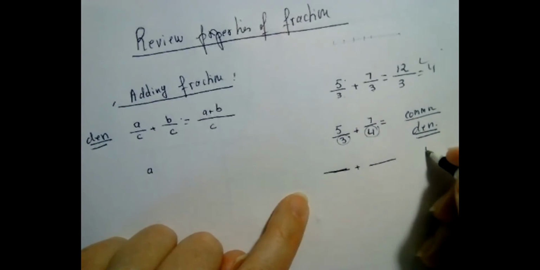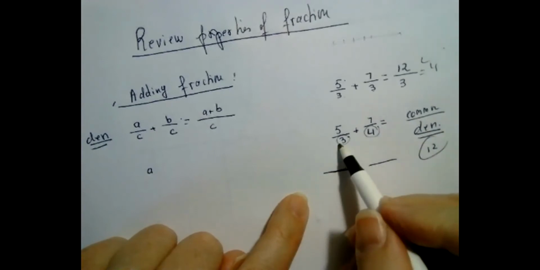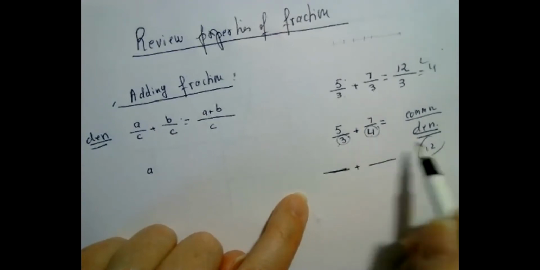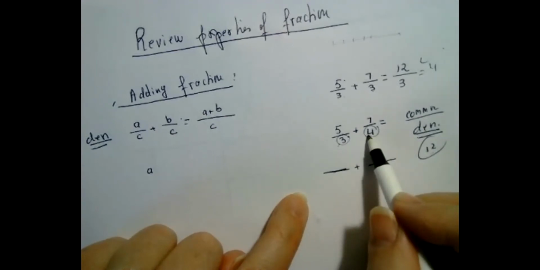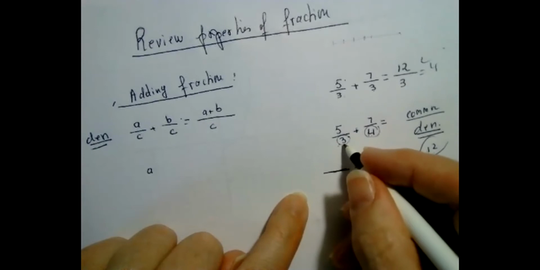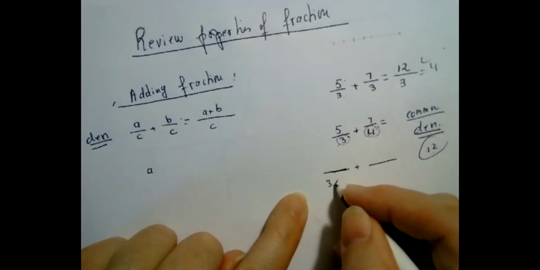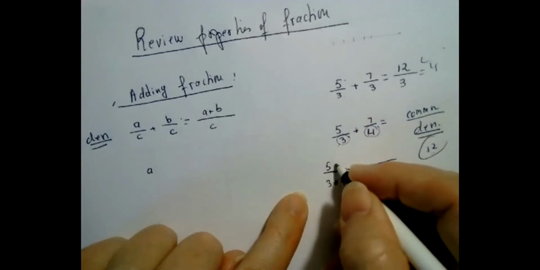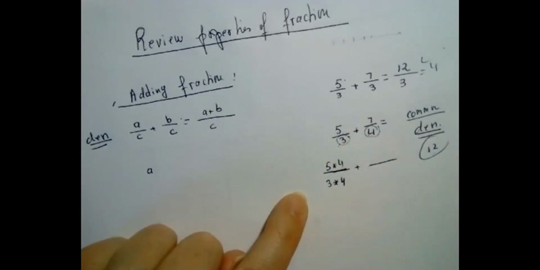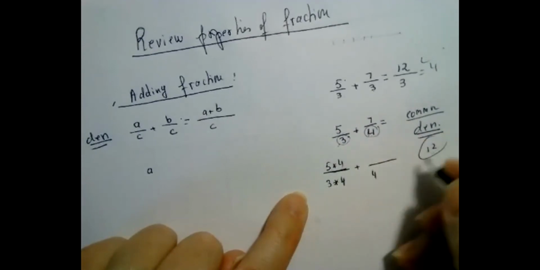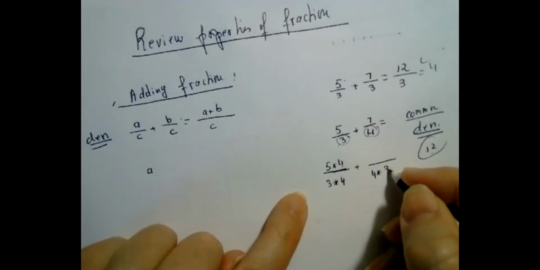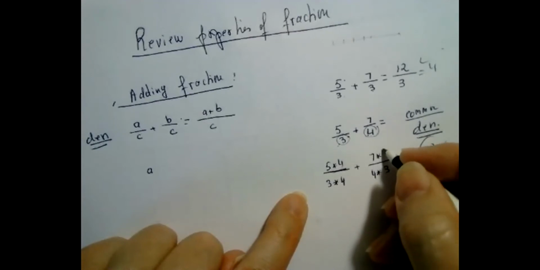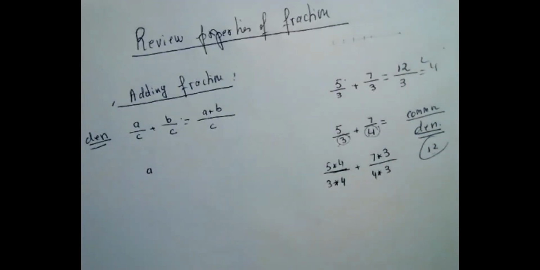12. Because 12 is a multiple of 3. 12 is 3 times 4, and 12 is a multiple of 4. So now common denominator, since I have a 3, to get to 12, I have to multiply by 4. So I have my equivalent fraction. With 4, to get to 12, I multiply by 3. Now I have the same denominator, but I have to multiply up here by 3. Okay, that's how we do it.